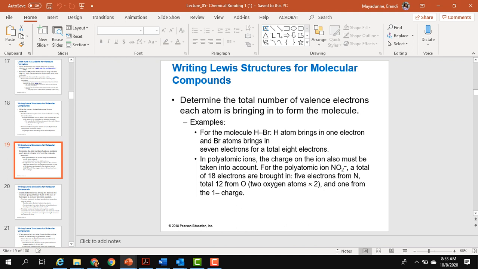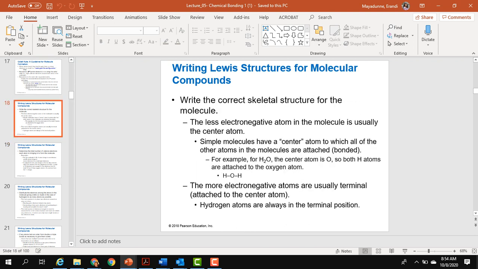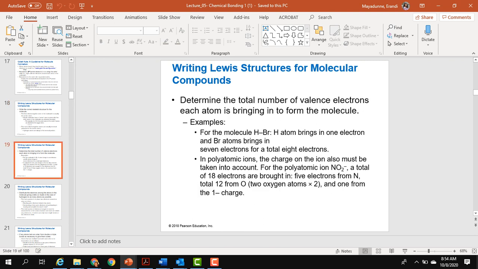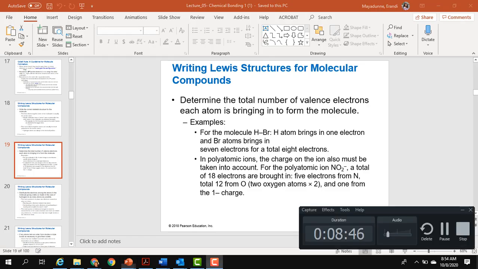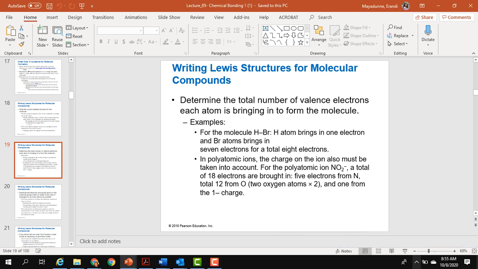So I will show you how to draw a correct Lewis structure. There are steps you need to follow. The very first rule is, first you need to calculate the valence electrons. What are valence electrons? Valence electrons are electrons in the outermost or highest shell. So the next thing is you calculate valence electrons.